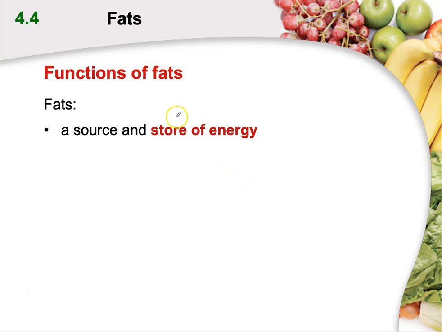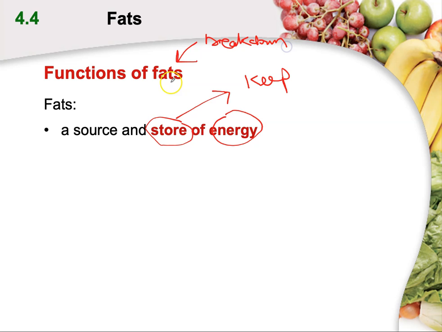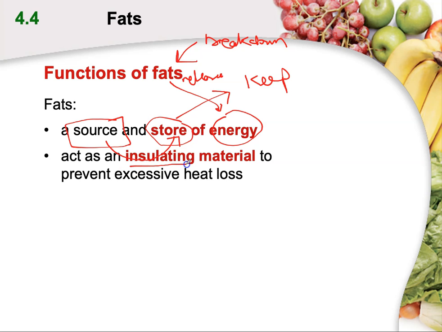Now, what is the function of fat? Fat is a very good store of energy. What's the meaning of store? It means that it allows energy to be kept. So if your body wants to release energy, it will break down fat and release energy. The next thing is that fat is a very good insulator. Insulator means it will prevent heat from being lost to the environment.